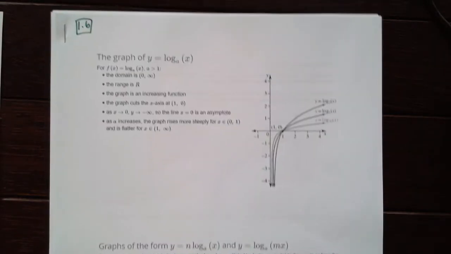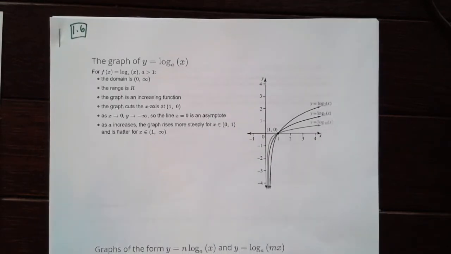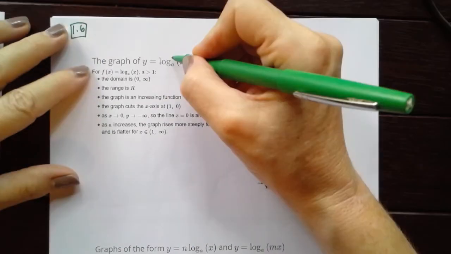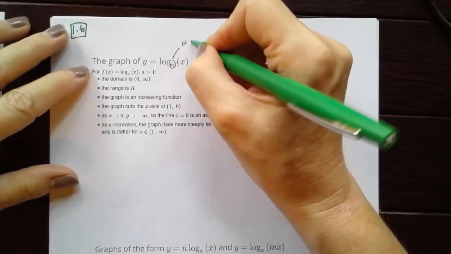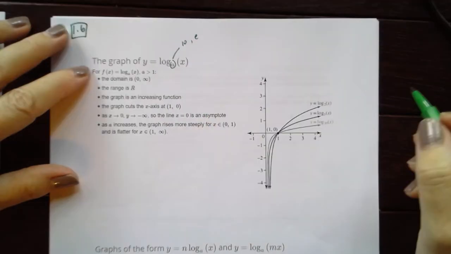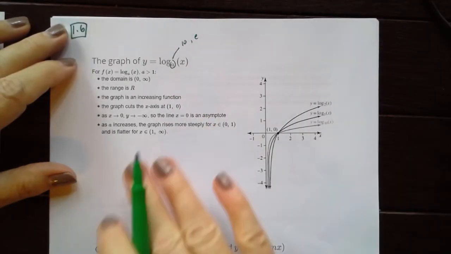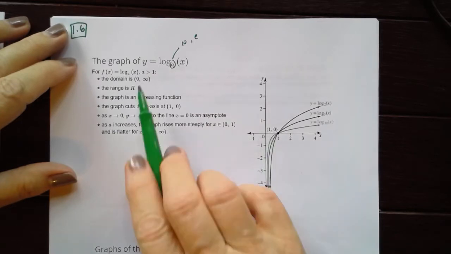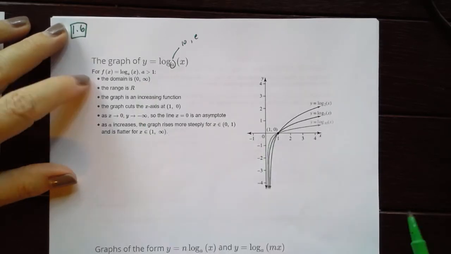Unpack the log graph. I'm going to do examples that are mostly base 10 or e, because those are the ones we use a lot. But let's look at the basic graph of any log graph. It's true that the base always has to be bigger than 1. That's part of the definition of the log.